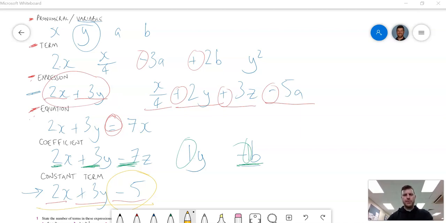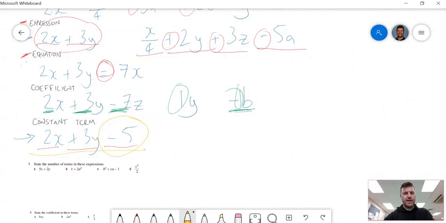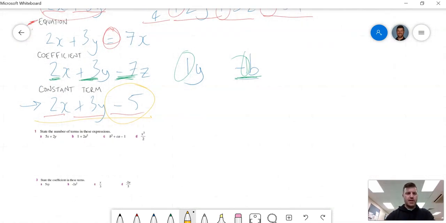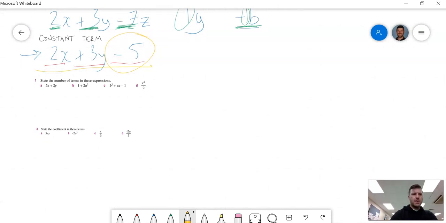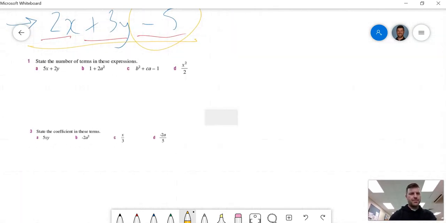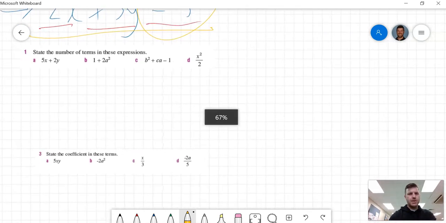Alright, now I just want to go through quickly a few examples to help you get your head around that a little bit more. These are taken straight from the textbook, so again, if you're in my class, I won't get you to do these. We'll do this together right now. So, let's go ahead and look at question 1. It says, state the number of terms in these expressions.